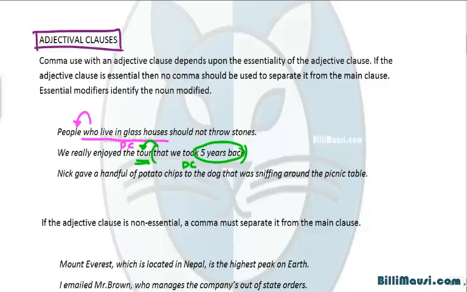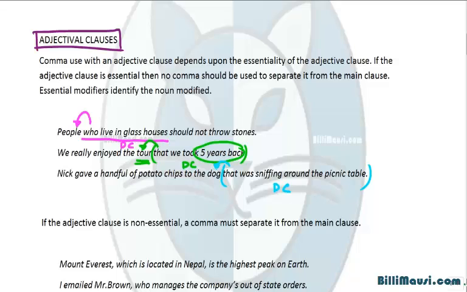Let's see another example. Nick gave a handful of potato chips to the dog that was sniffing around the picnic table. In the same fashion, as you can see here, that was sniffing around the picnic table is the dependent clause, which is giving additional information about that particular dog which was sniffing around the picnic table.